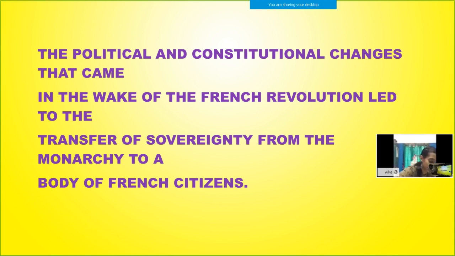This is related with the French Revolution, this idea of sovereignty moving from a monarchy towards French citizens. So there were political changes and constitutional changes. First we will discuss the political changes. France began to be turned from a monarchical style of government towards a constitutional monarchical style of government. There was a written constitution after the French Revolution.